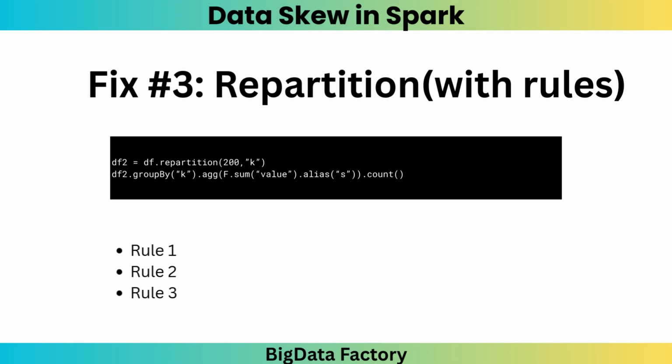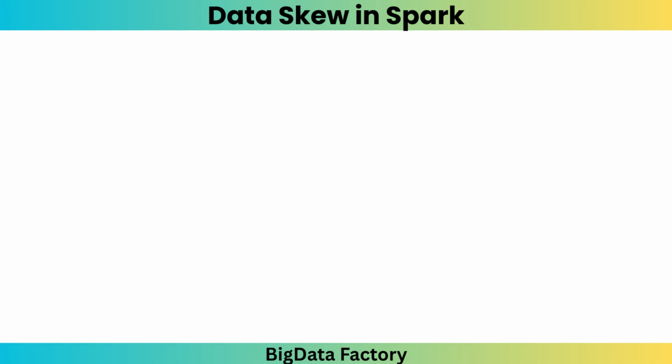Fix number 3, repartitioning, but with rules. Repartitioning triggers a shuffle, so you use it when you need better distribution, not as a reflex. Here are my rules. If you are about to do a group by or join on a key, repartitioning by that key can help distribution. But if the key itself is skewed, repartitioning alone won't magically fix it. You still need AQE or salting. If you are reducing partitions near the end, prefer coalesce to avoid an extra shuffle. Repartitioning is a tool, not a prayer.